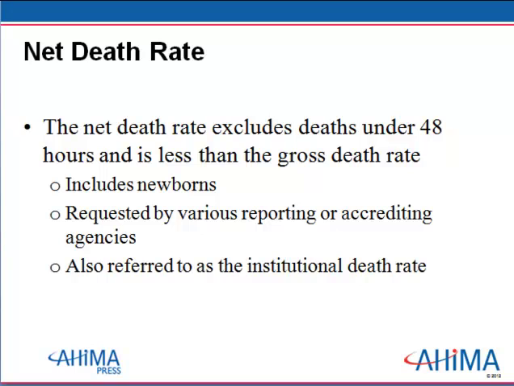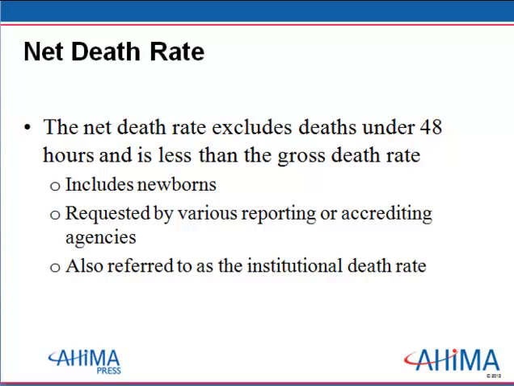Various reporting and accreditation agencies sometimes request a net death rate, also referred to as the institutional death rate. When calculating the net death rate, newborn deaths are included in inpatient deaths along with adults and children. Historically, inpatient deaths were classified either as those that occurred less than 48 hours after admission and those that occurred 48 hours or more after admission.